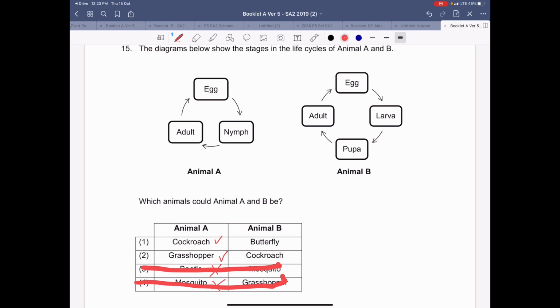Now, animal B has 4 stages. Egg, larva, and pupa. How many stages does your butterfly have? 1. Who keeps telling me 1?